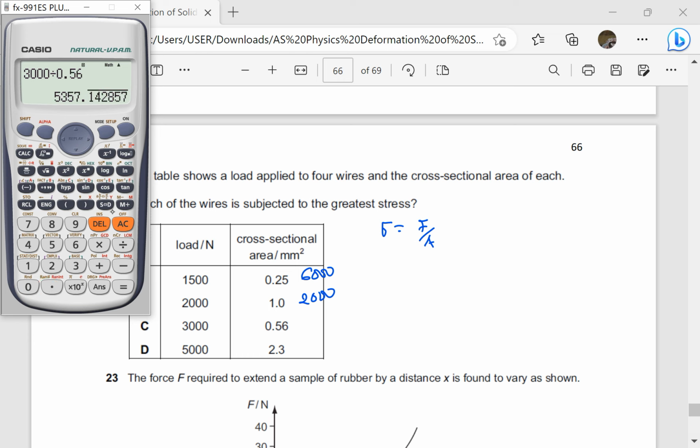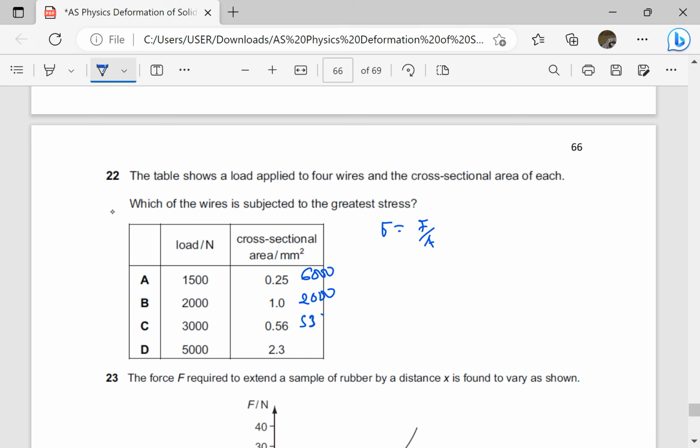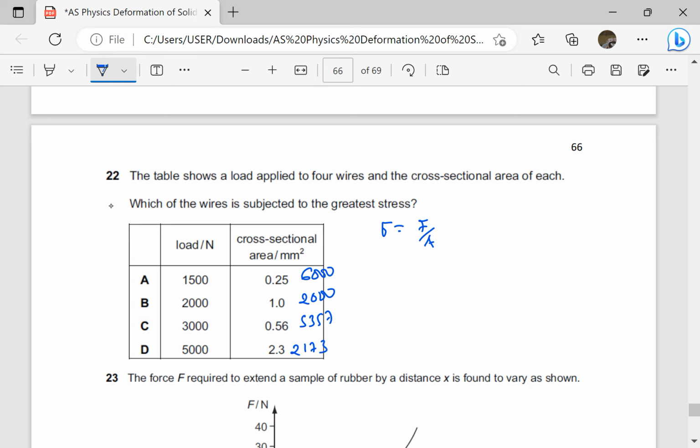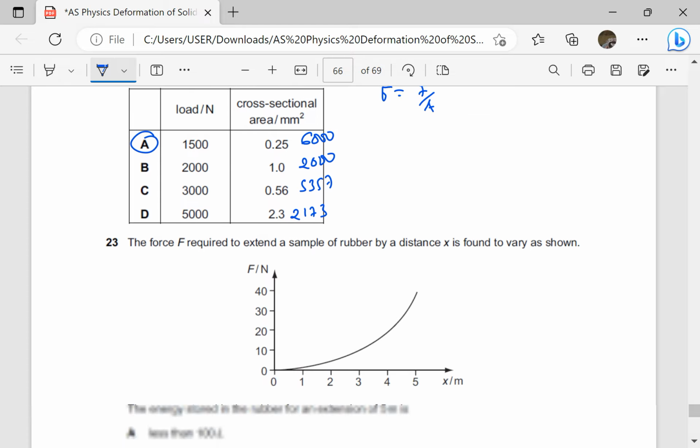Then let's say 3,000 divided by 0.56. This is 5,357, around there. Then we have 5,000 divided by 2.3. So this is 2,173. So the answer is going to be A.